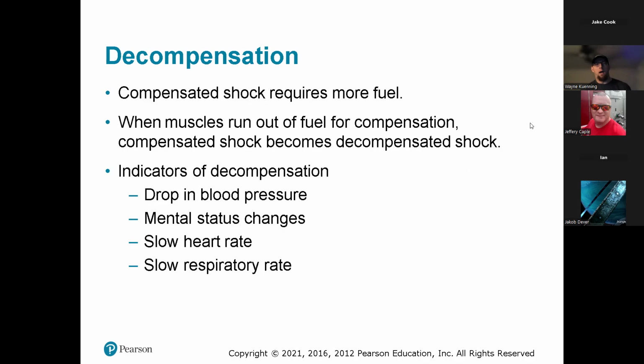Decompensation. Compensated shock requires more fuel. That's what we do. We add fuel, right? Fluids. If you're on an ALS ambulance, we add medications, vasoconstrictors, or positive inotropes, positive chronotropes, etc. However, decompensation happens when the body runs out of fuel.